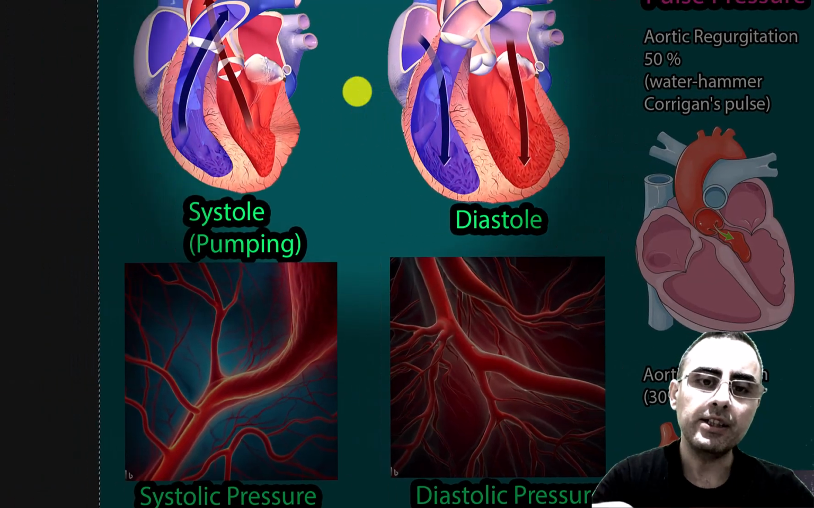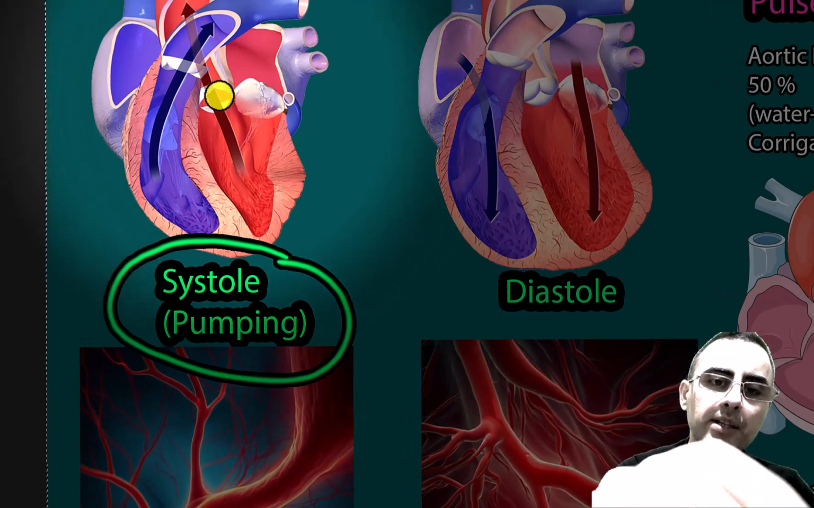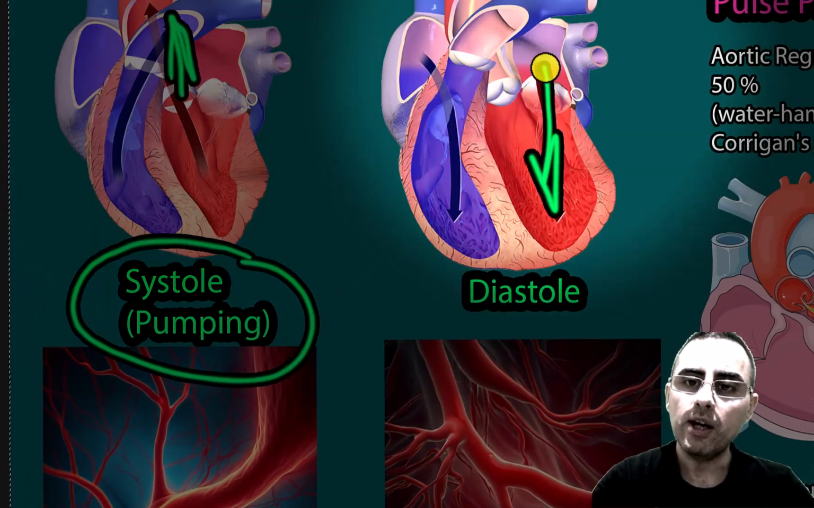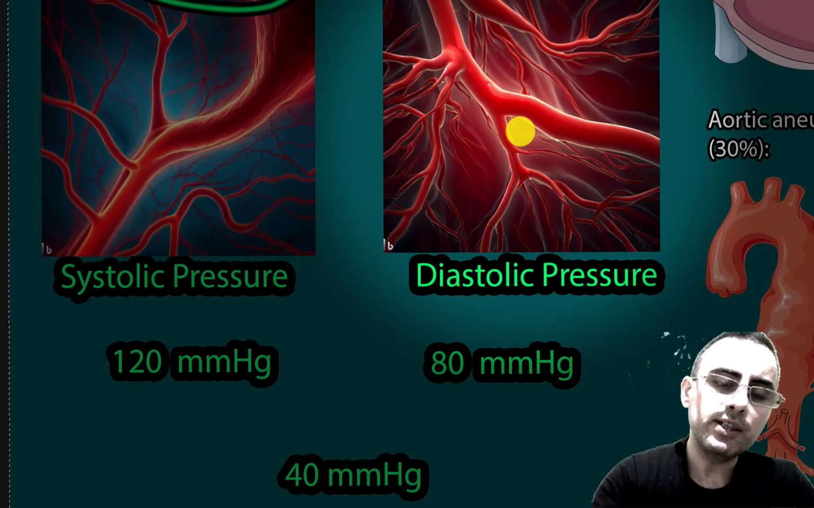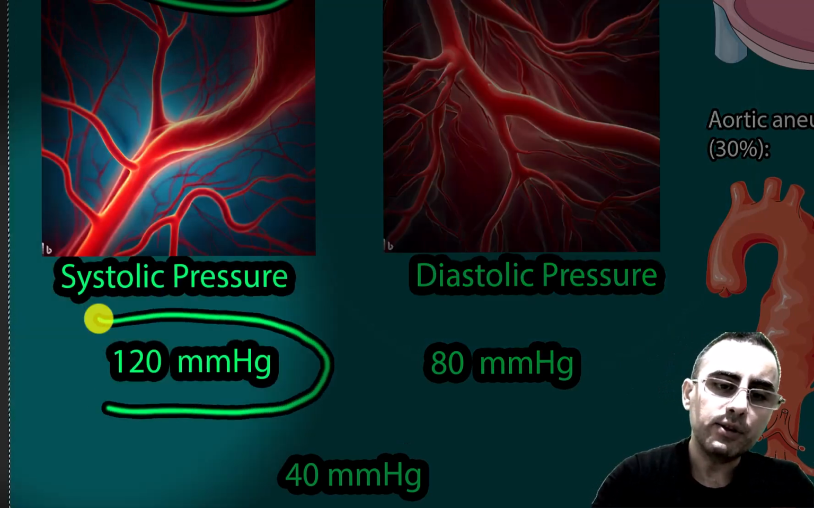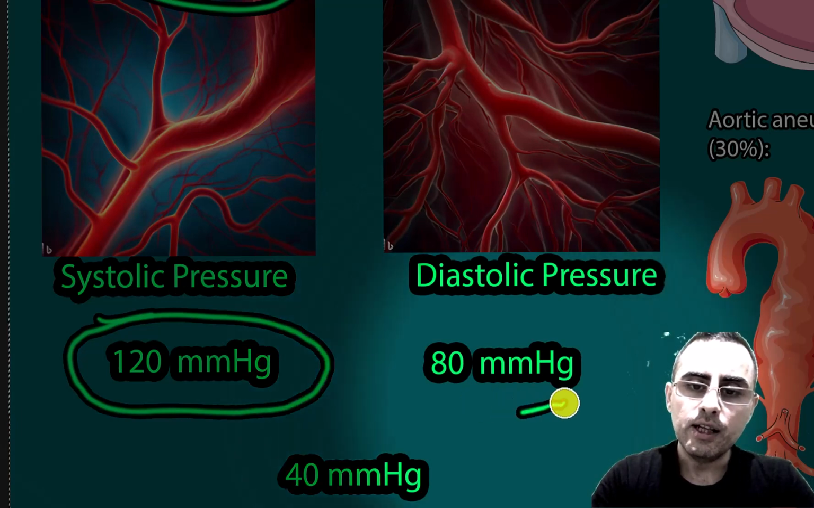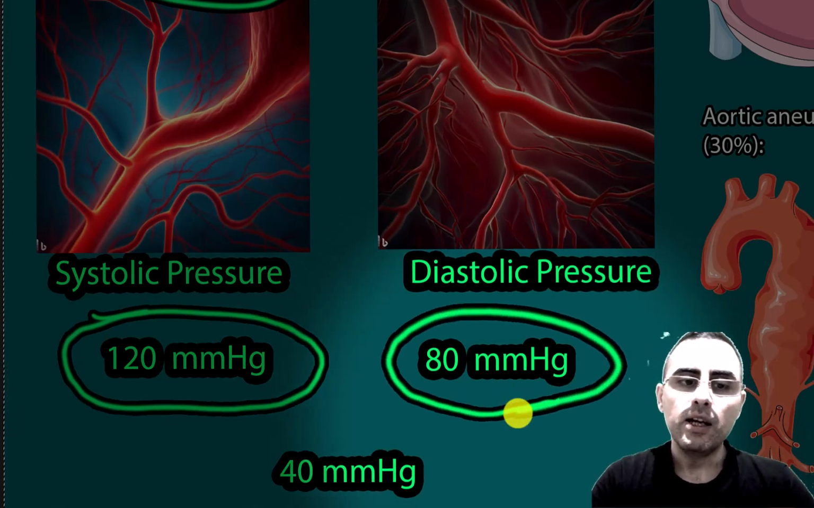Systolic pressure is created during the systole phase, when the heart is pumping blood, and diastolic pressure is created when the heart is filling, or in diastole. Normal systolic pressure is usually less than 120 mmHg, and less than 80 mmHg during diastole.